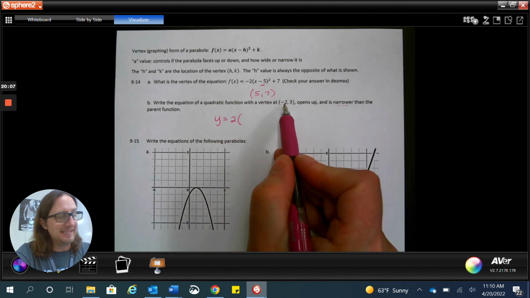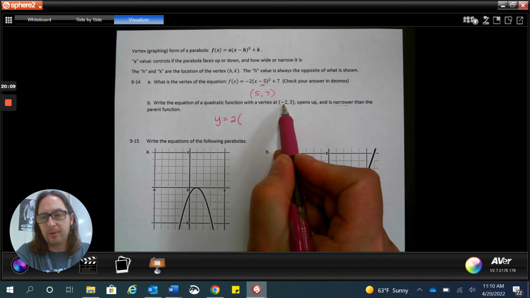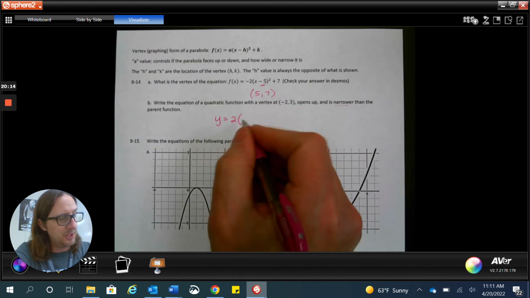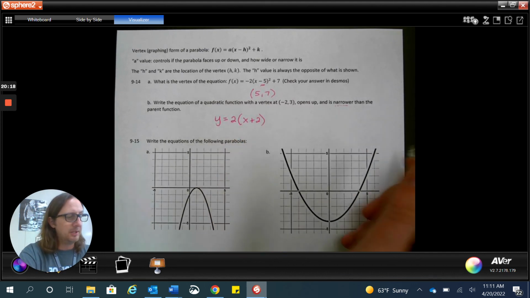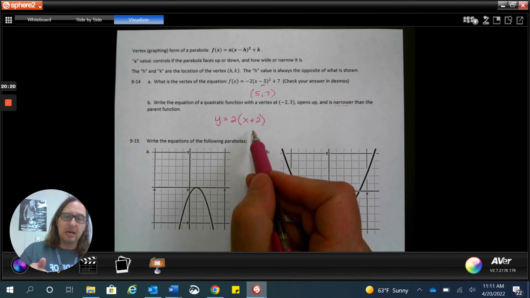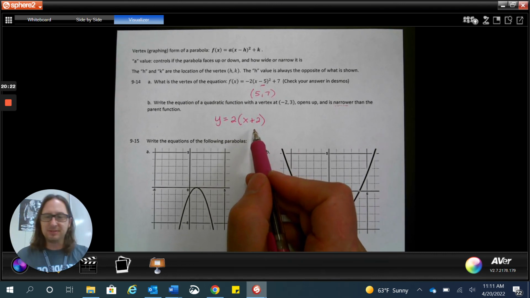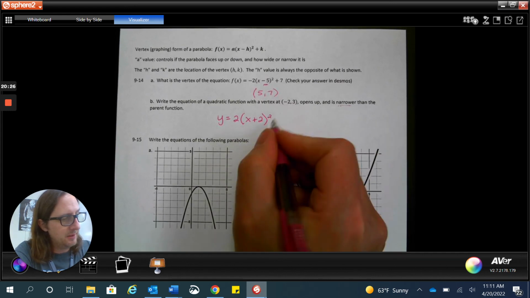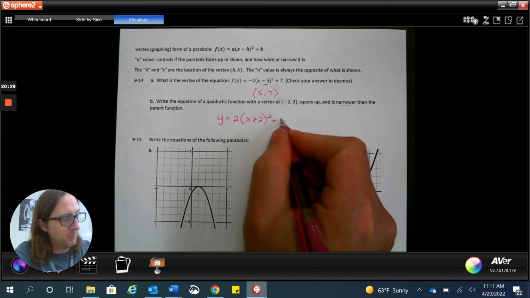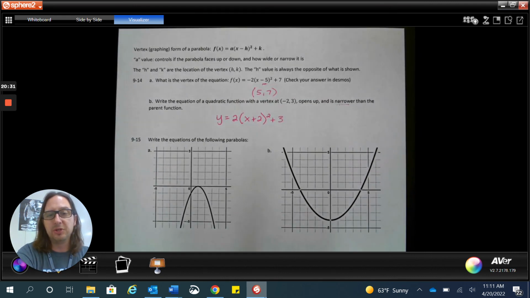Okay, our vertex is at -2. Now remember, it's always the opposite of this x value. So here, instead of x minus 2, I'm going to do x plus 2. Because remember, a plus moves it to the left instead of moving it to the right like we think it should. And then 3 is the y value, so to move it up, we would add 3 there. And there's the equation of that parabola.